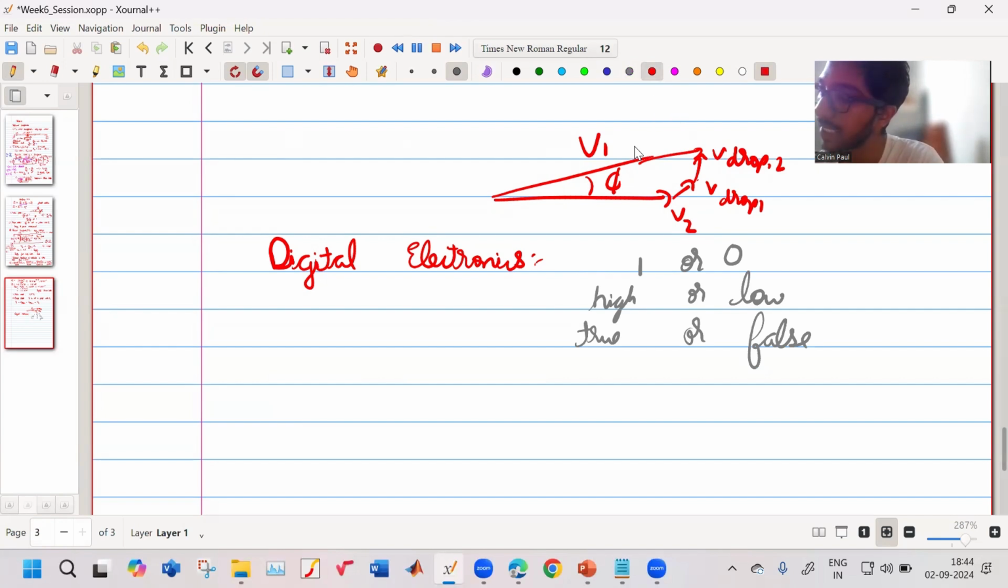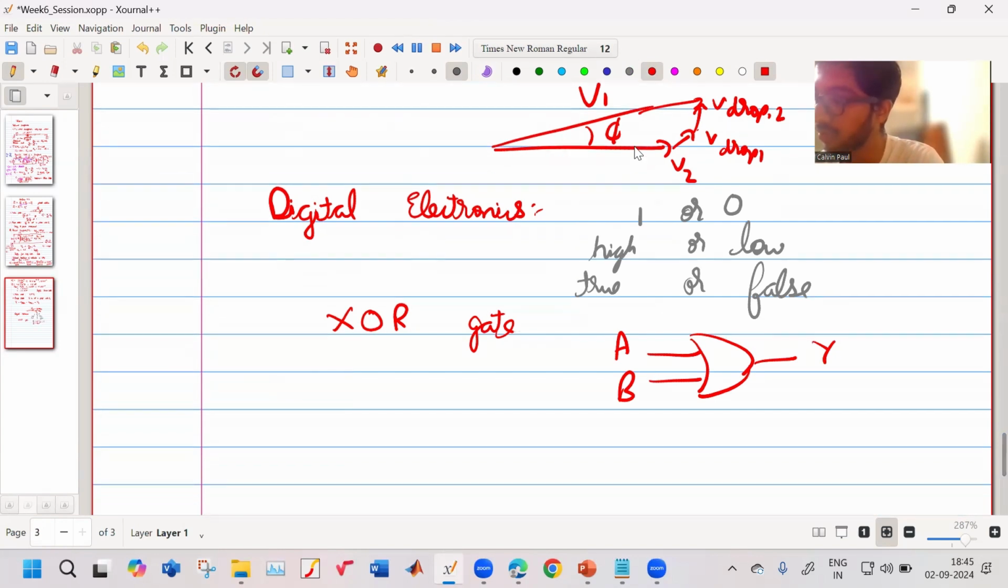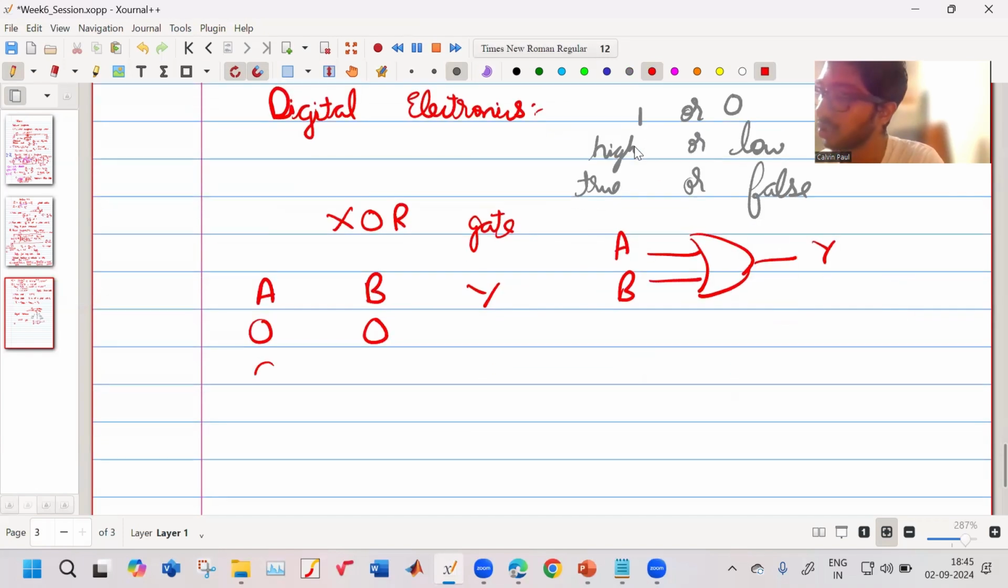We can have what is known as an XOR gate. What is an XOR gate? This is an XOR gate. It has inputs A, B, and let us say output Y. So we will make a truth table. You guys will know it, but for recap, the truth table is like this: 0 0, 0 1, 1 0, 1 1. So for the XOR gate, for 0 0, what should be my output?